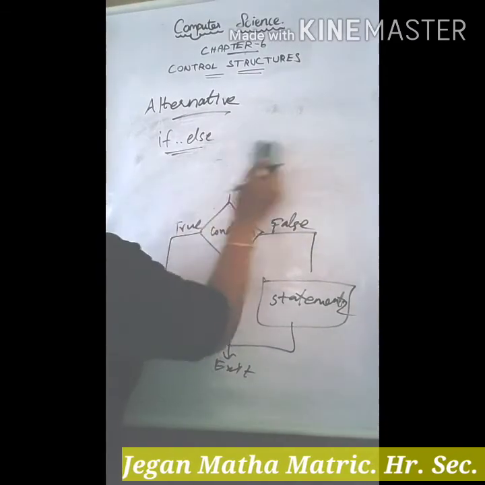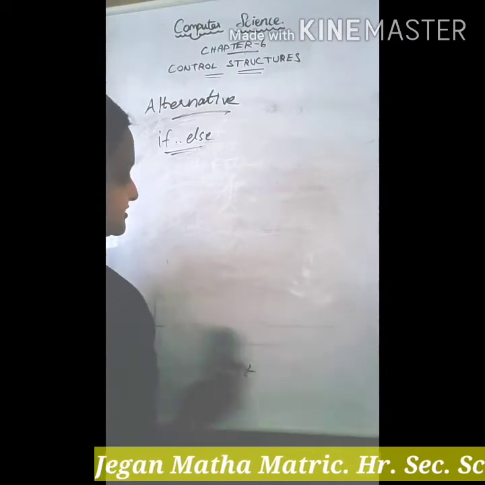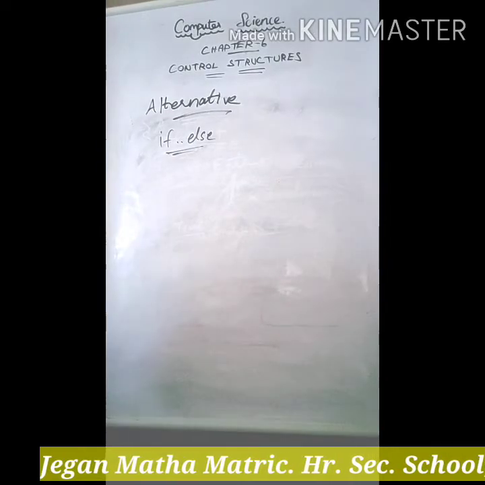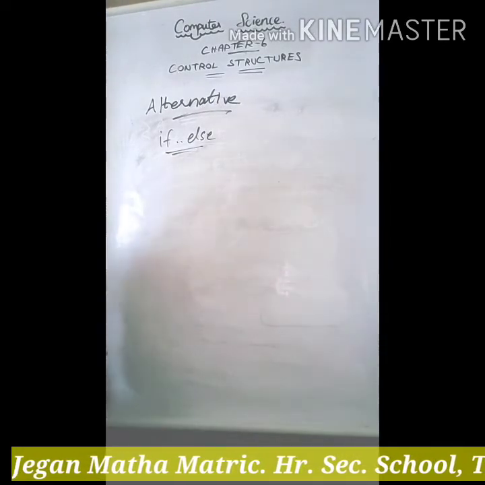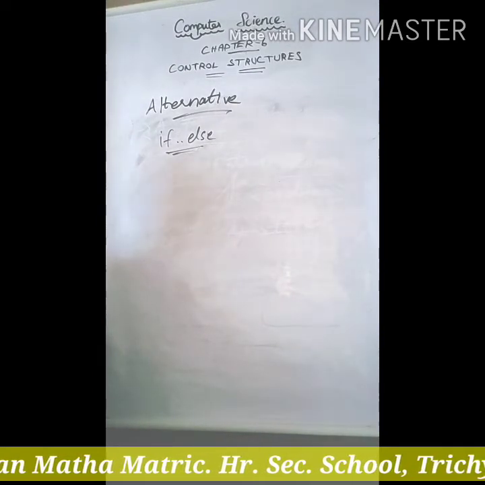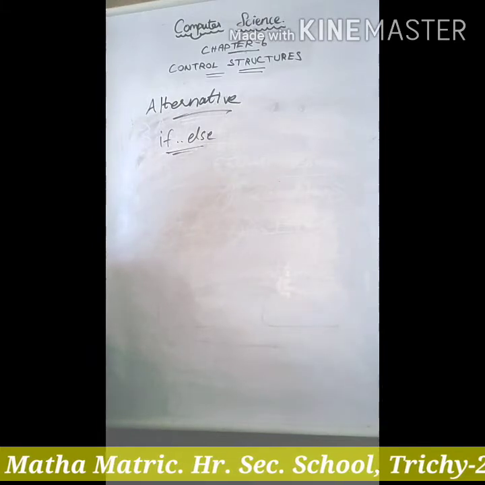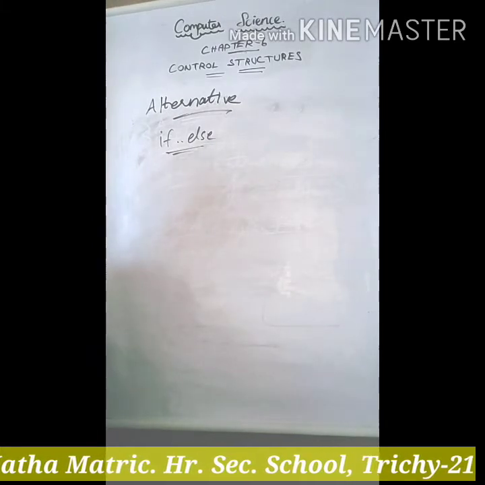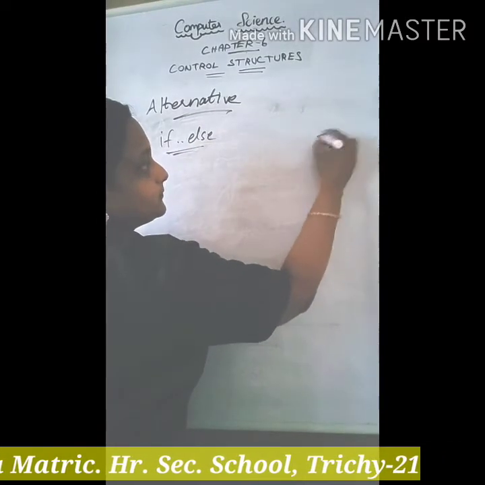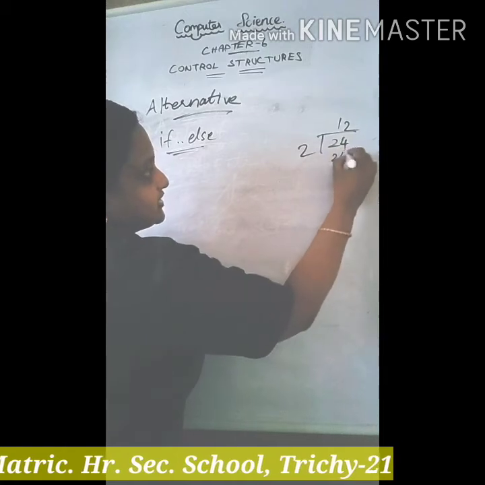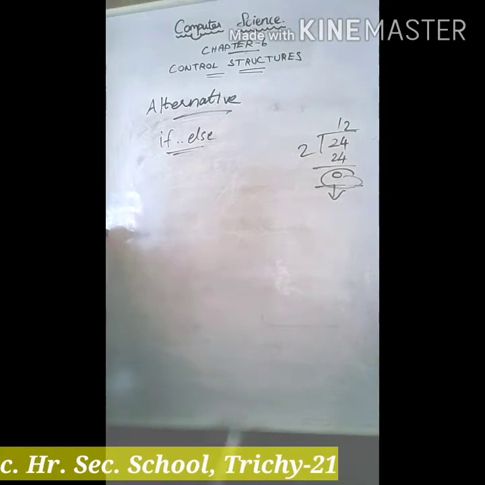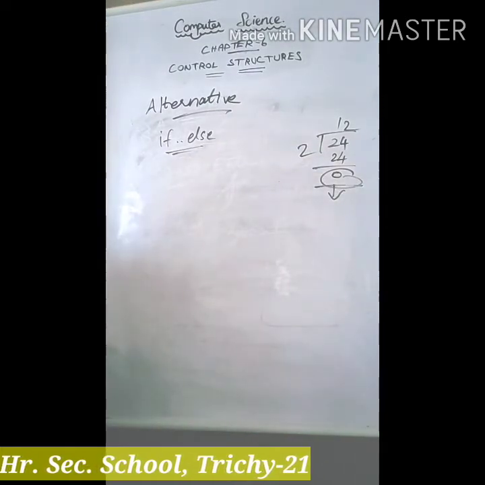Now, an example for if-else. I am going to check whether the given number is odd or even. How do we check the odd or even number? If the given number is divided by 2 and it produces the remainder 0, that is called an even number. For example, 24 divided by 2 is 12, and the remainder is 0. If the remainder is 0, it displays the result, it is an even number.